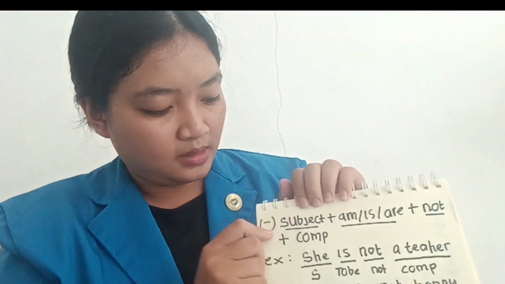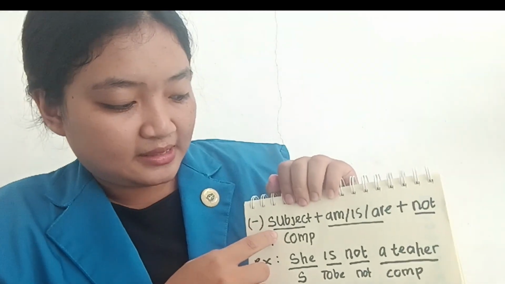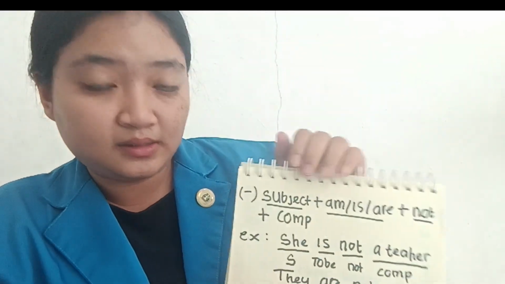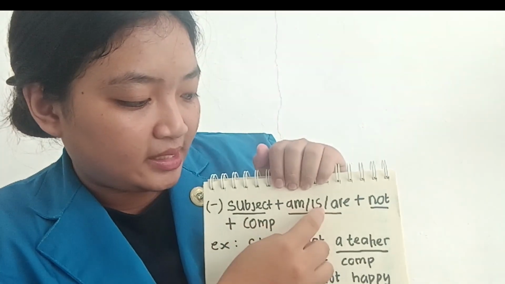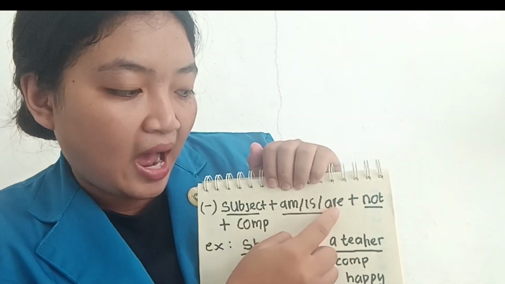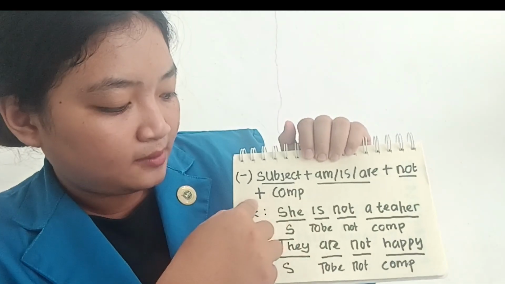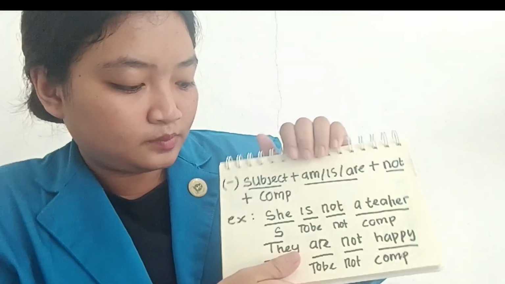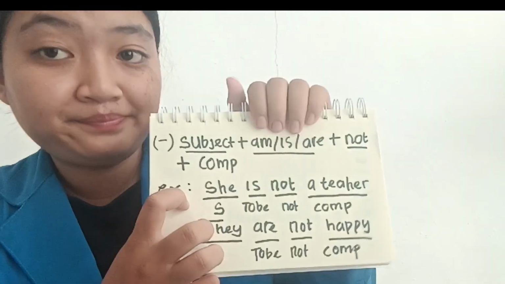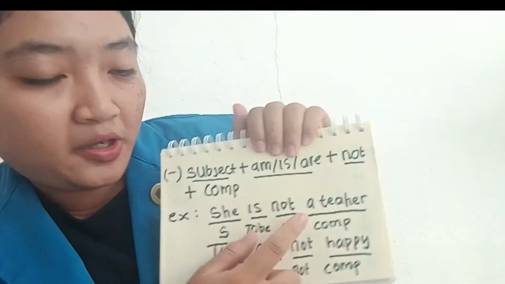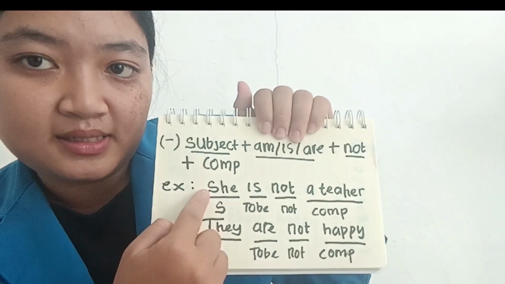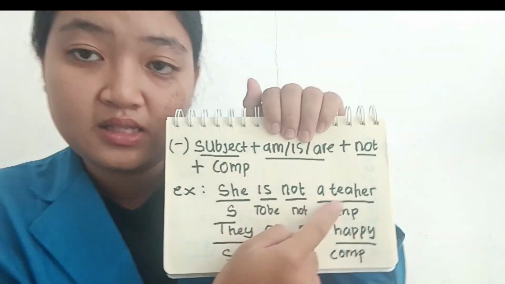Next, for negative sentence in nominal, the formula is subject plus is or are plus not plus complement. The example is: she is not a teacher.